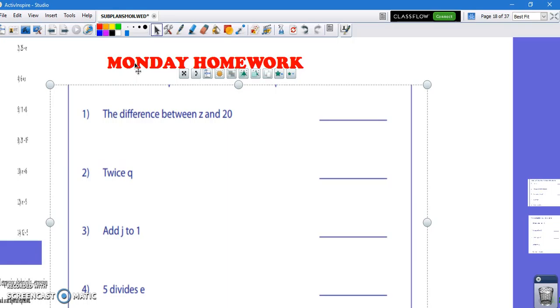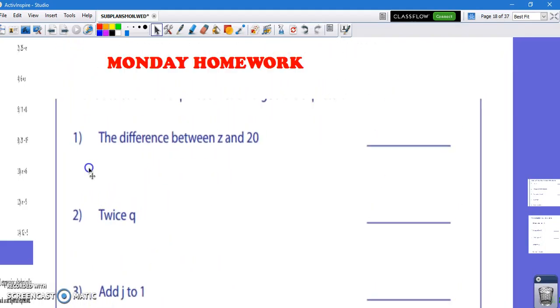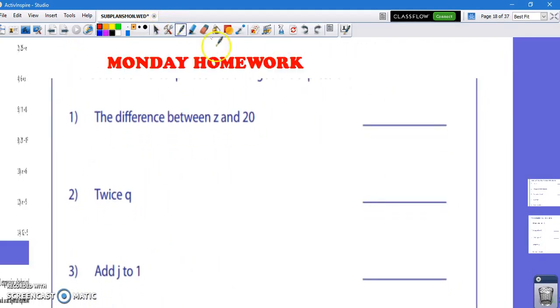Okay, so for the first page of your homework, your first question is this. We're going to take these and write a mathematical statement for it, a mathematical problem for it. So here we go. The difference between z and 20. Remember, difference means subtraction. So the difference between z and 20 will look like that.